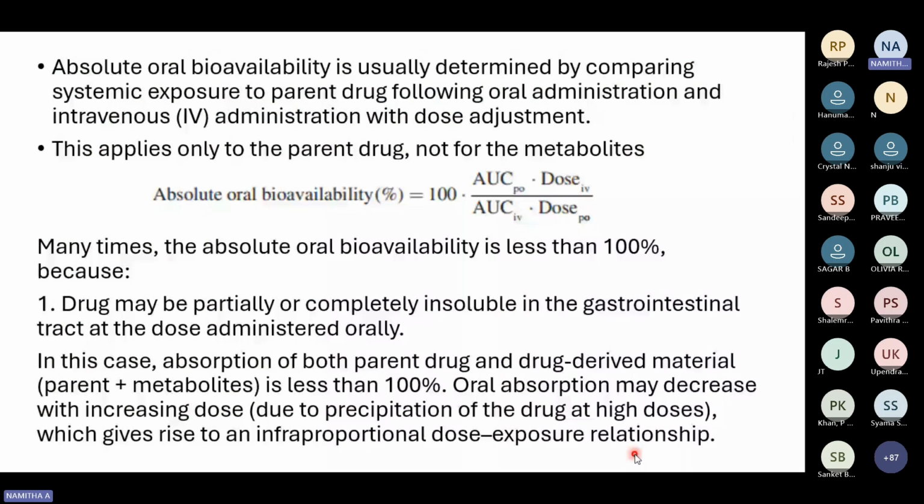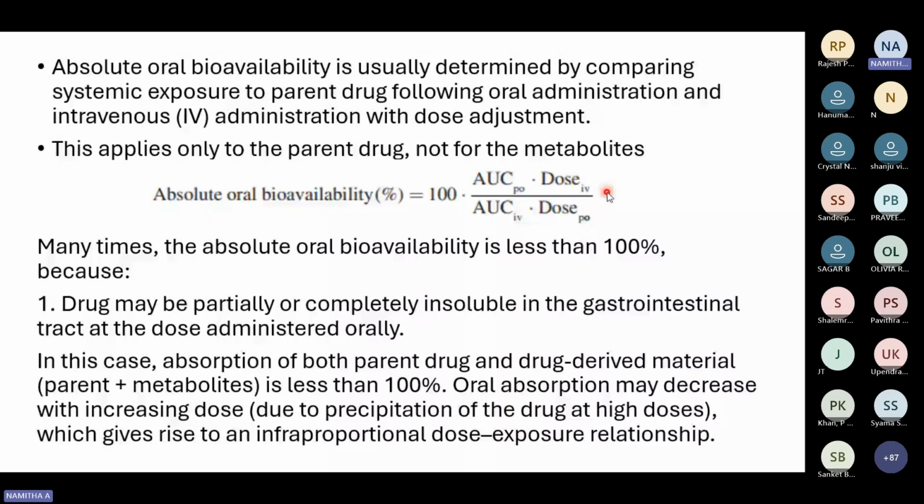Absolute oral bioavailability is usually determined by comparing the systemic exposure to the parent drug following oral administration and intravenous administration with the dose adjustment. That means the dosage differs from route of administration. When we take it orally, most of the drug gets metabolized before entering into the systemic circulation. However, when it is taken intravenously, the bioavailability is 100%. Hence, to calculate the absolute oral bioavailability, we have this formula: 100 into AUC per oral into dose of IV divided by AUC IV into dose of per oral.